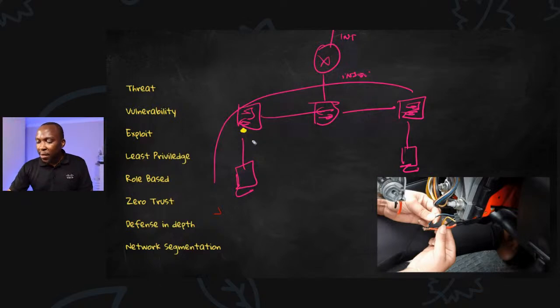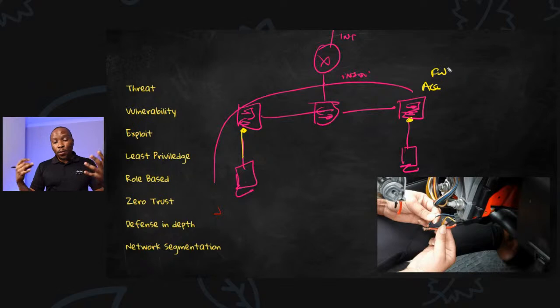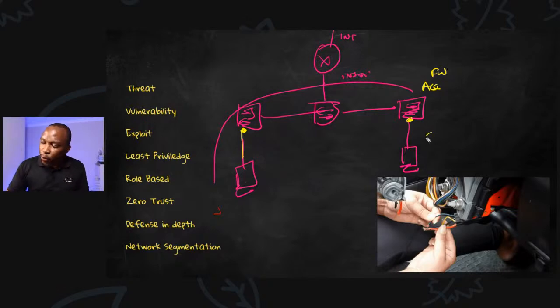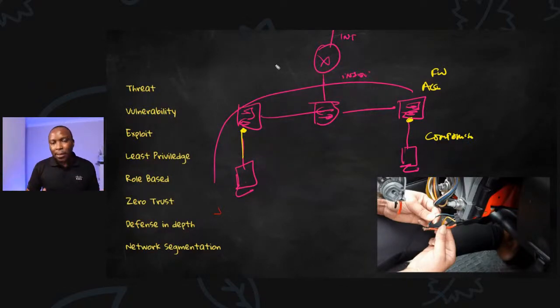I should put segmentation and say, for you to go to here, I need to put either an ACL or I need to put a firewall. And that firewall then queries to say, who are you? What do you want? Are you permitted to go in there? That way, if this part of the network is compromised, the person who compromised it does not have full reign on the entire network. Why? Because your network is segmented and it is protected.